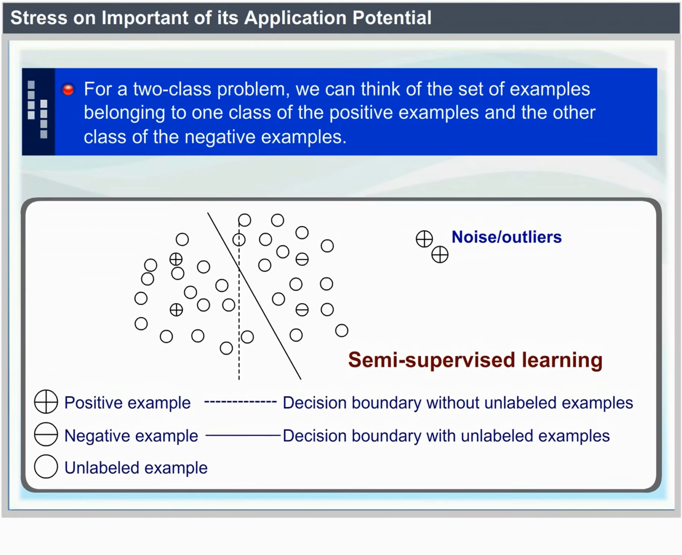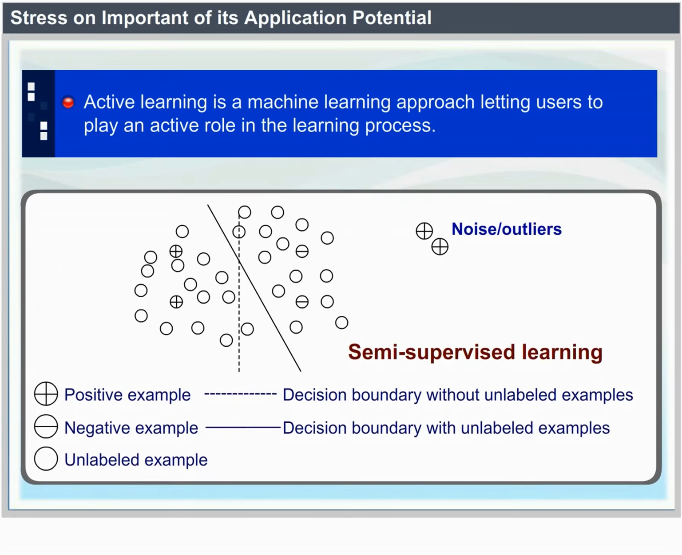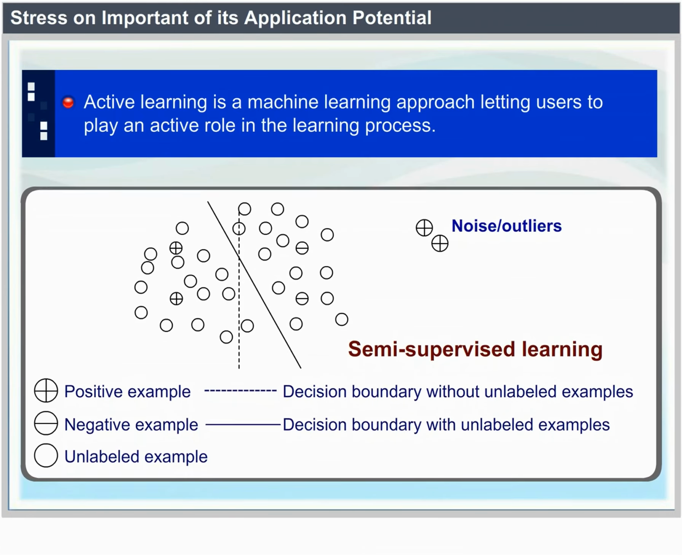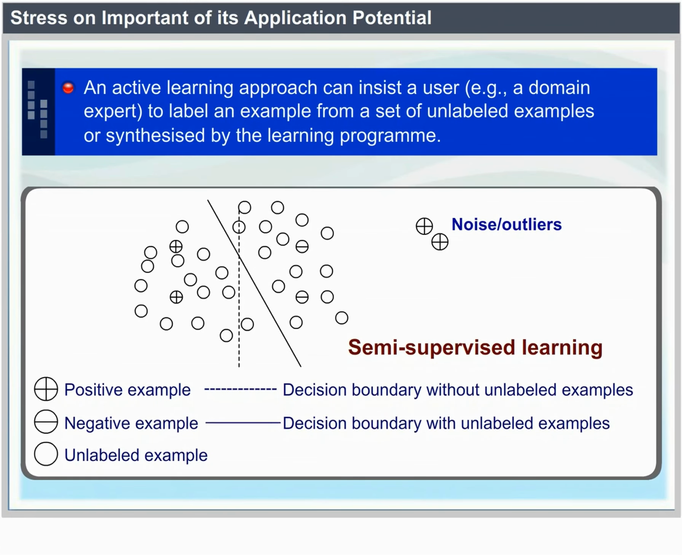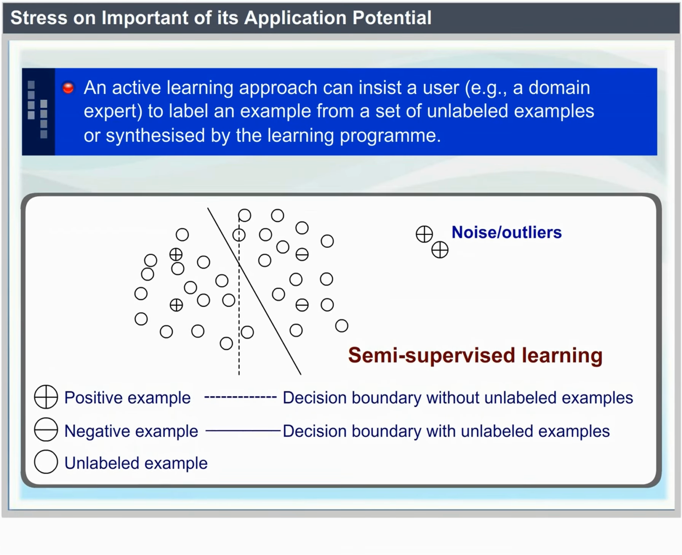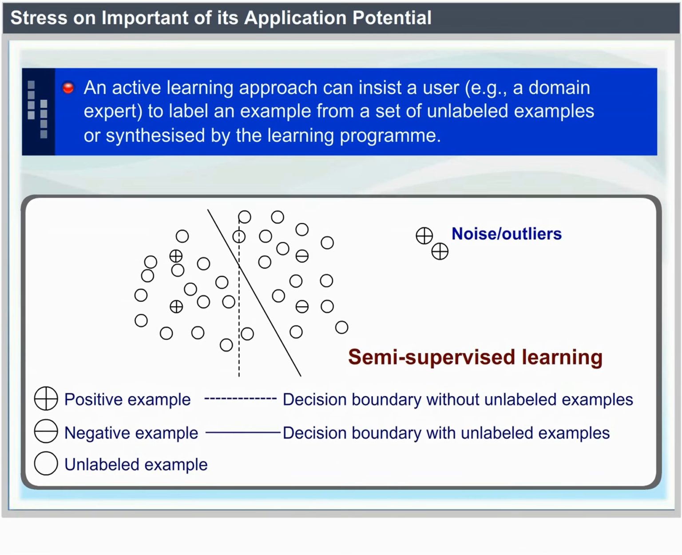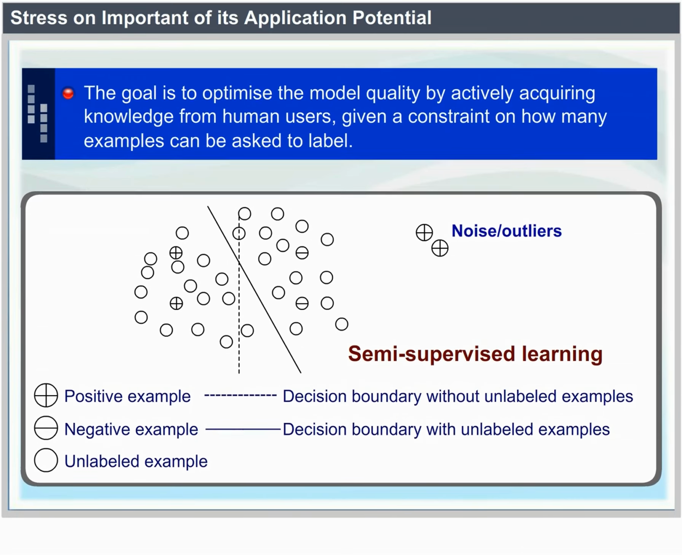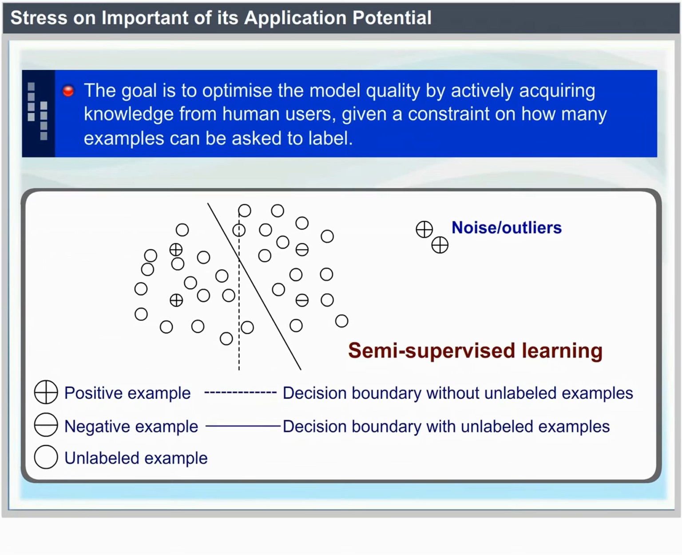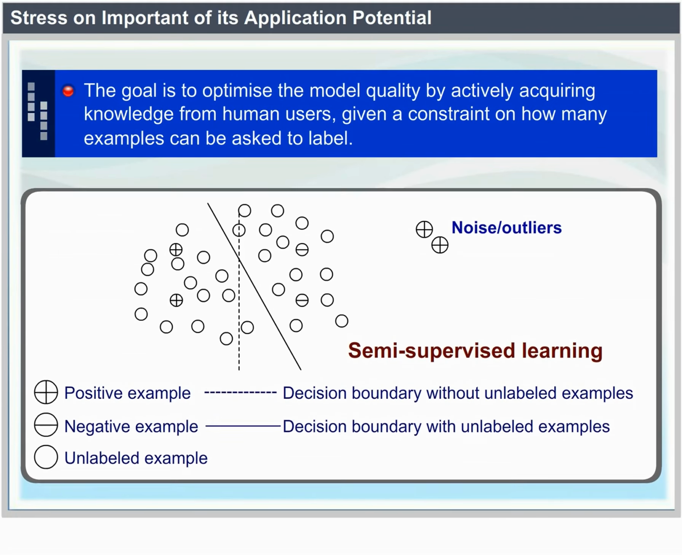Active learning is a machine learning approach that lets users play an active role in the learning process. An active learning approach can ask a user, such as a domain expert, to label an example, which may be from a set of unlabeled examples or synthesized by the learning program. The goal is to optimize the model quality by actively acquiring knowledge from human users, given a constraint on how many examples they can be asked to label.